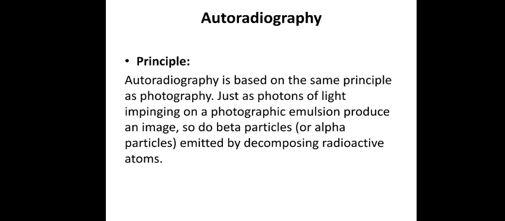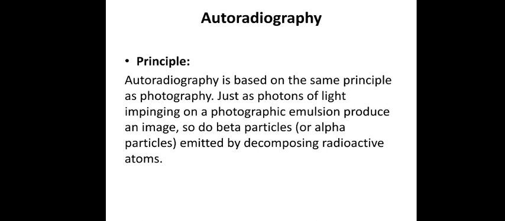So here we are using a radioactive isotope. So what happens here is that the principle of autoradiography is similar to a photographic technique, where you have a negative, then you process it and you get the actual photo. Okay, a similar technique is also used here. So photons of light will be impinging on the photographic emulsion and they produce an image.